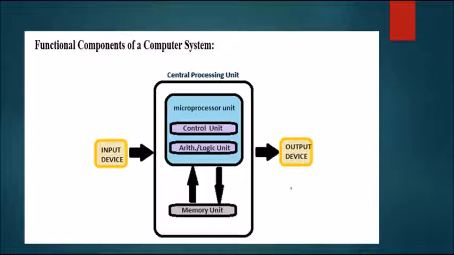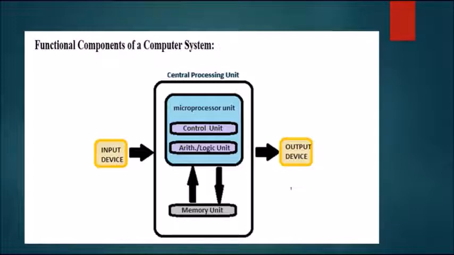CPU is further divided into two units, control unit and ALU, that is arithmetic logic unit. CU, the control unit, organizes the computer to work as a single unit. The arithmetic logic unit performs the basic arithmetic operations such as addition and subtraction. It also performs logical operations such as AND, OR and NOT.